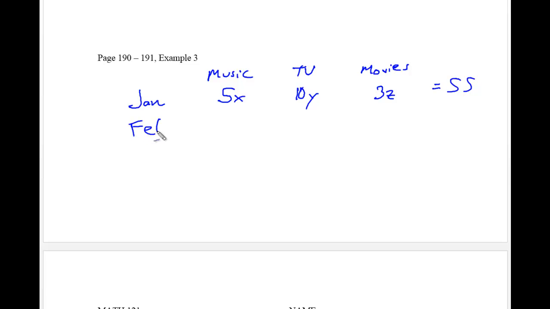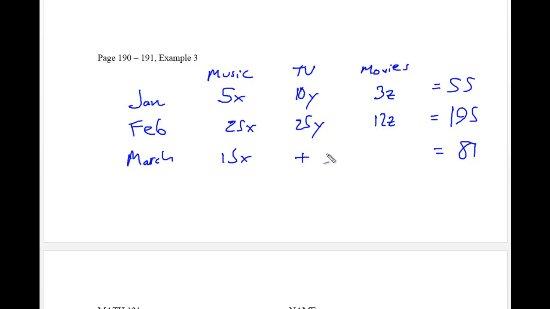In February, and again, I'm creating this equation as I'm reading it here, so it's a pretty straightforward thing since we don't have to solve for this. It says here, in February she spent $195 on 25 songs, 25 TV shows, and 12 movies. All right. And then in March, of course, this is where the problem's going to end because we have 3 equations, 3 unknowns. Spent $81 with 15 songs, 8 TV shows, and 5 movies.